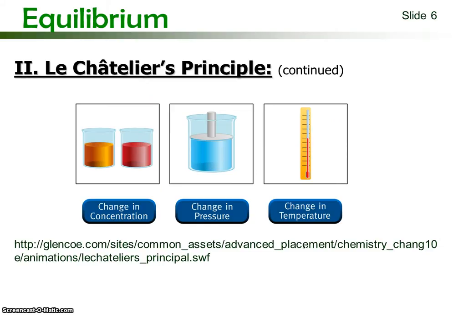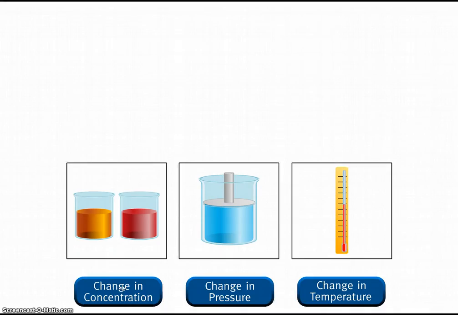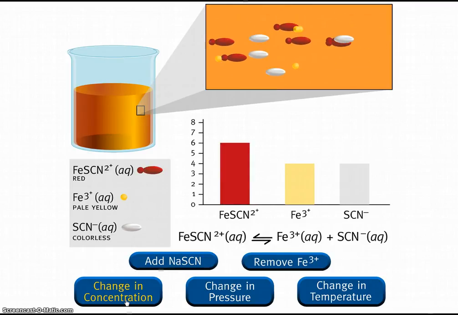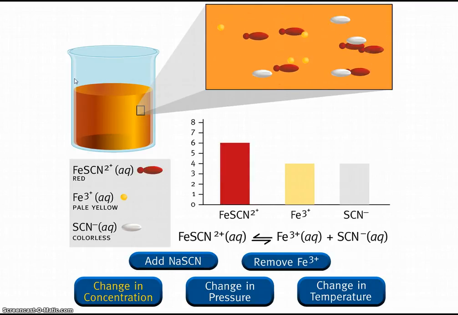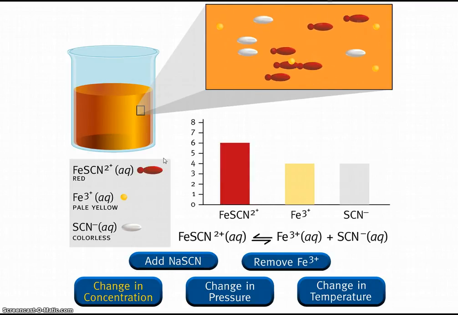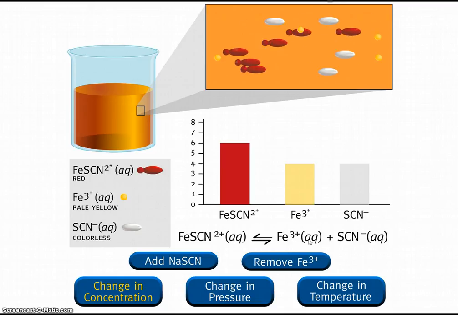The Glencoe chemistry textbook has an online animation which helps us to see changes in concentration, pressure, and temperature, and how they affect the different systems at equilibrium. So let's look at an example of a change in concentration. We can see in this system there is an orangish colored fluid, and here is the reaction that is going on in this fluid.